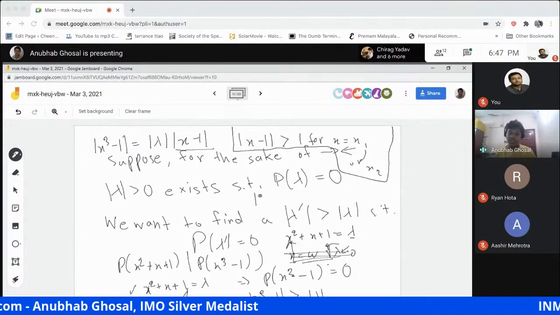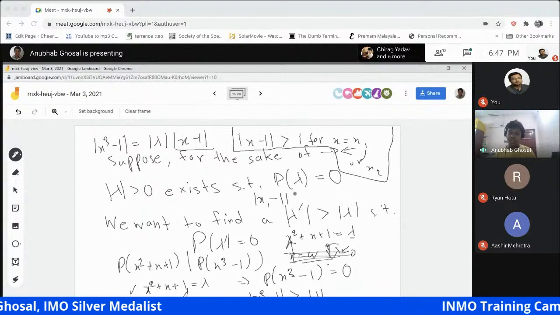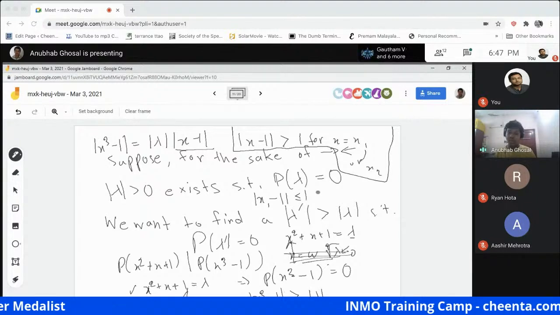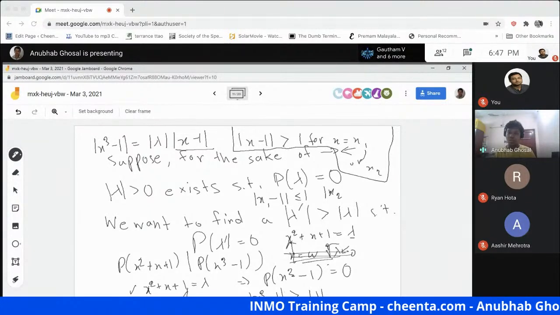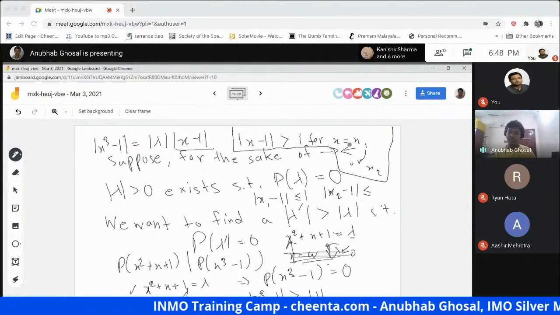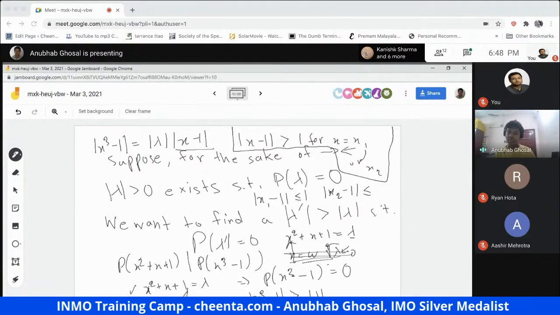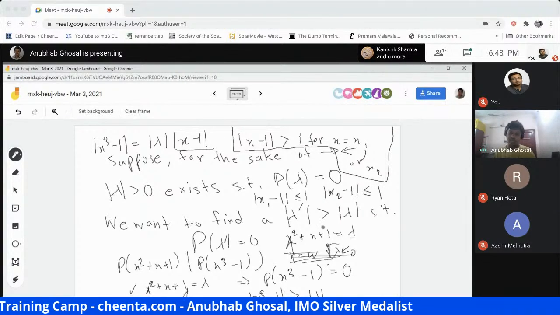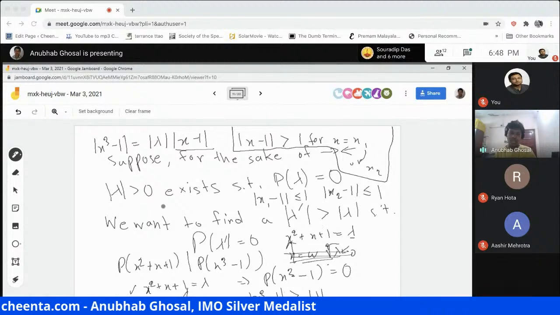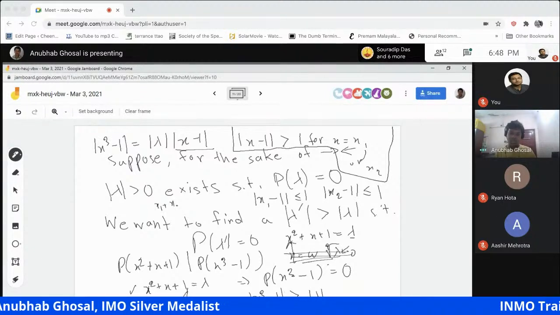Okay, so what we have right now is modulus of x1 minus 1 is less than or equal to 1 and modulus of x2 minus 1 is less than or equal to 1, right? Because if one of them was greater than 1, then we would be done. What can we do from here? We know x1 plus x2 is what?